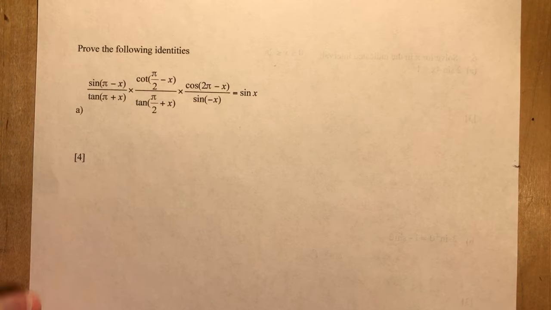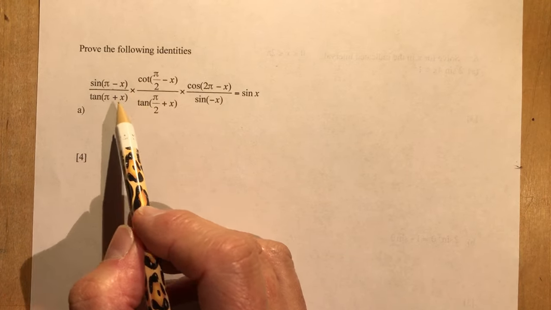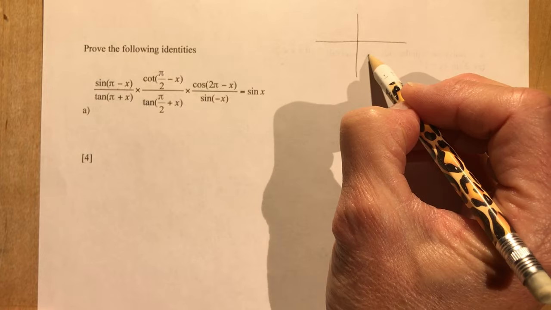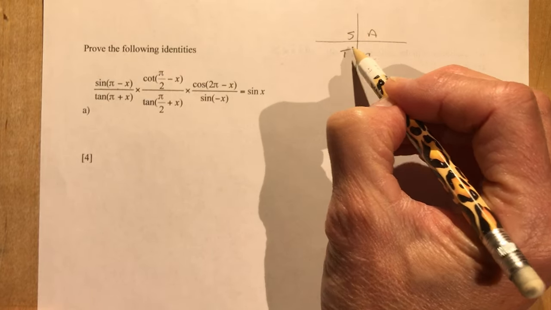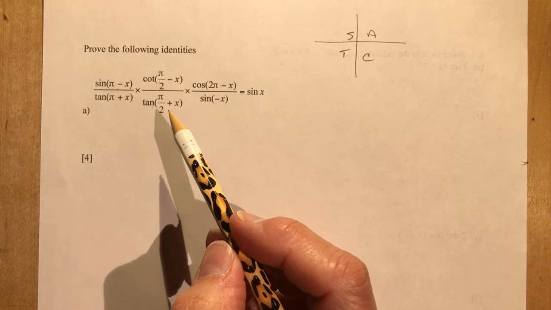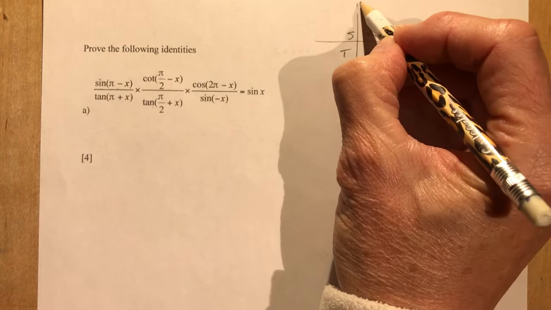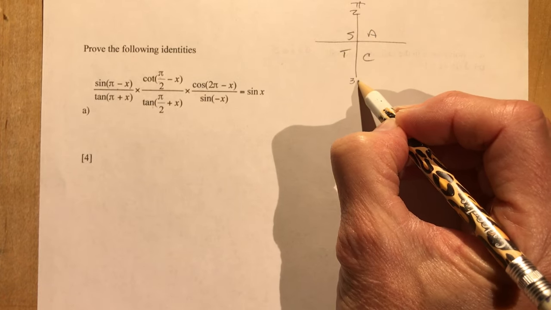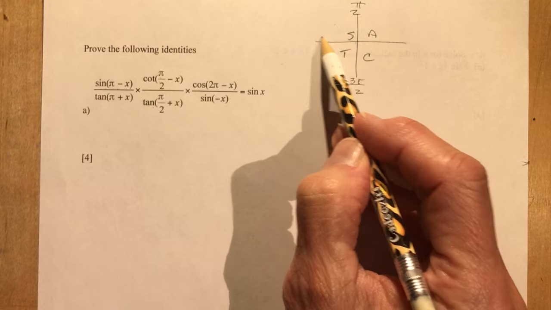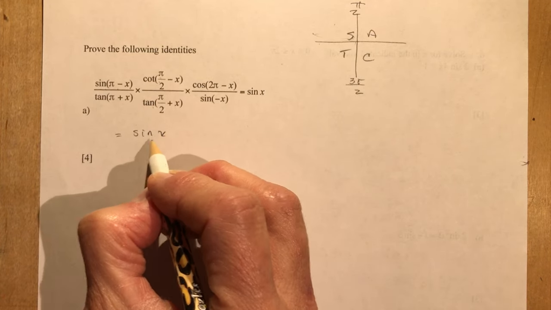Prove the following identities. So sine of pi minus x. Oh, these are the ones that are going to deal with the CAST rule and your related acute angles or cofunctions. See these ones, pi over 2? I'm sorry, I've got a cold. Pi over 2 gives your related acute angles, or cofunctions. So what's the sine of pi minus x? I'm in this quadrant, so that's the same thing as the sine of x, right?